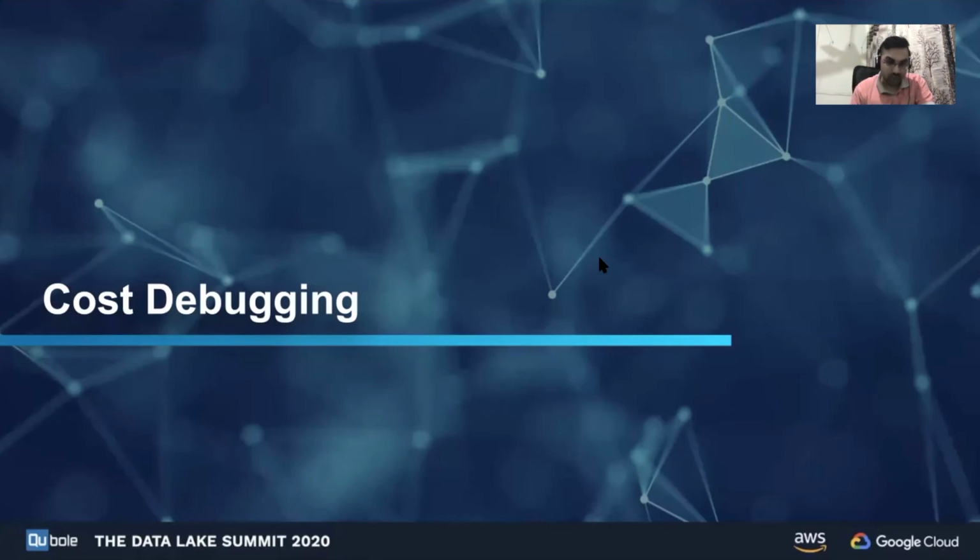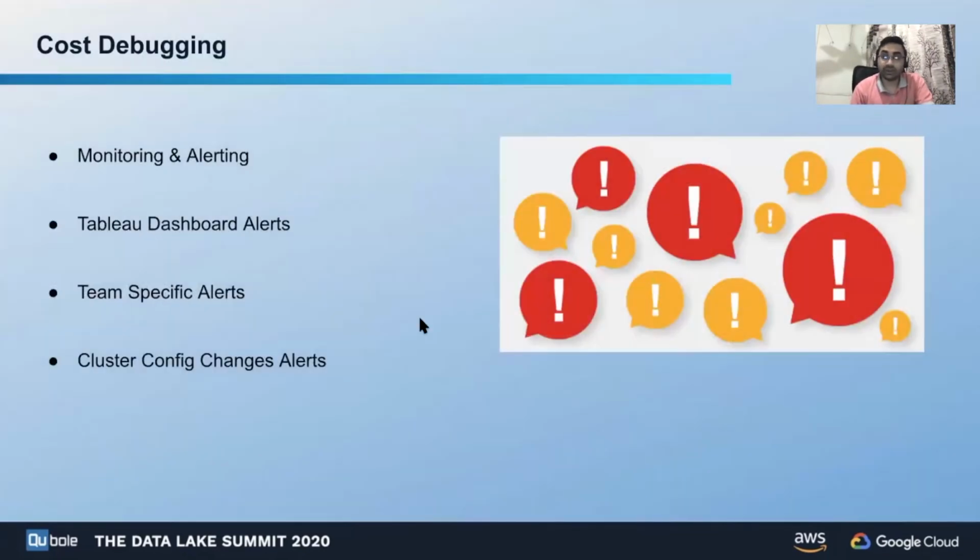While optimization and reporting give a very vast perspective of how the cost looks like, it's equally important for us to start debugging whenever there is a shoot up in terms of any infrastructure or pipeline cost. So moving ahead, with respect to cost debugging, we have done multiple things. We have set up monitoring and alerting. Some of these are actually real-time monitoring and alerting. We have set up Tableau dashboard alerts.